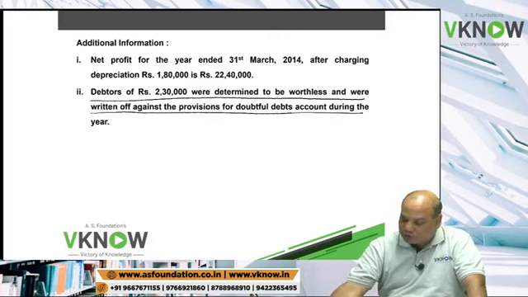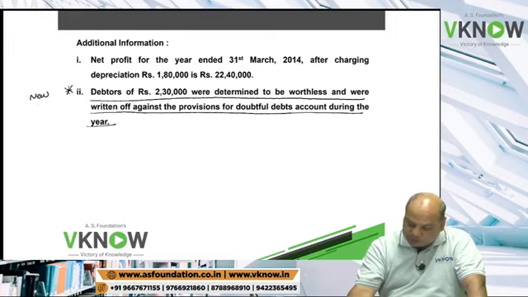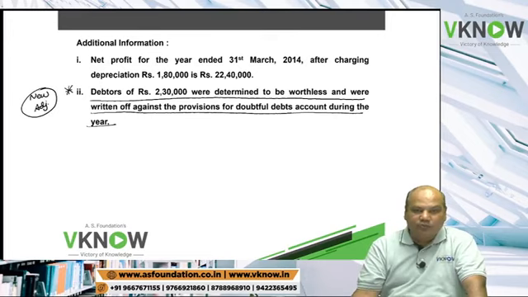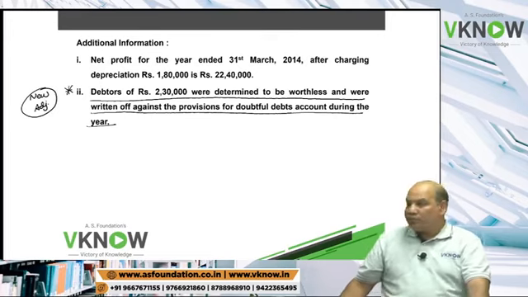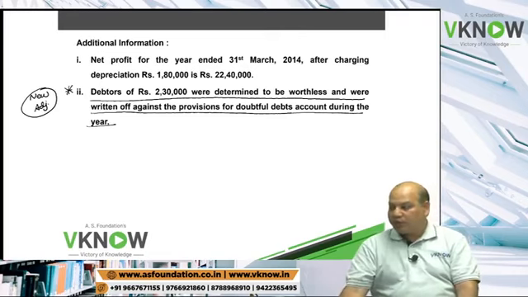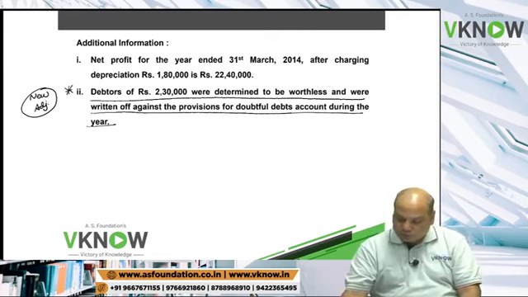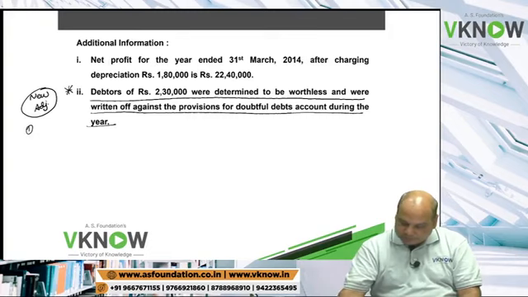Debtors of rupees 2,30,000 were determined to be worthless and were written off against the provision for doubtful debt account during the year. So this is a new adjustment for you. Write down the new adjustment: there is a debtor of rupees 2,30,000 who has become bad. So write down the two journal entries that you pass for this.